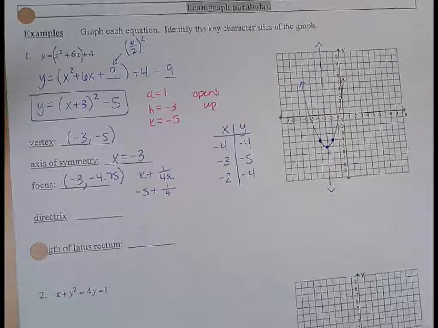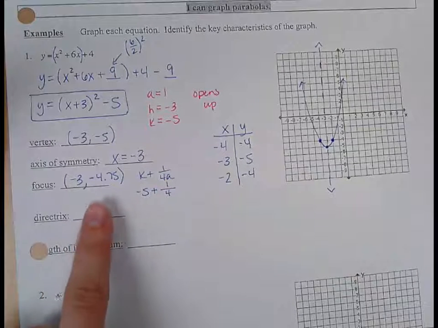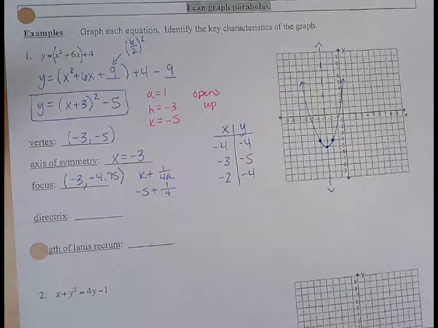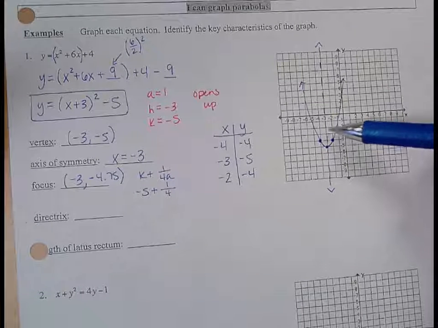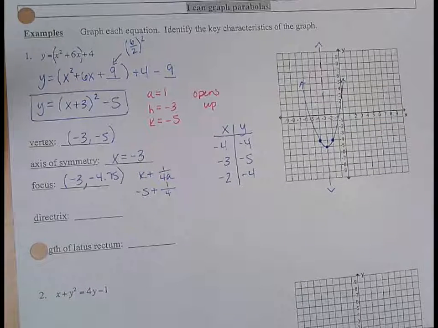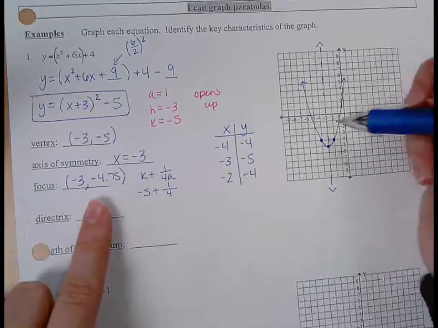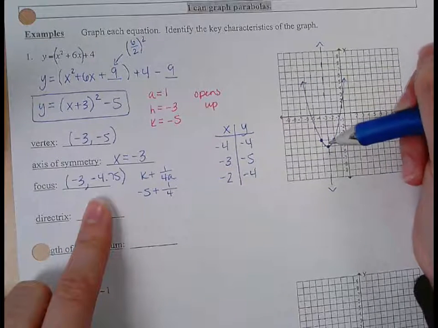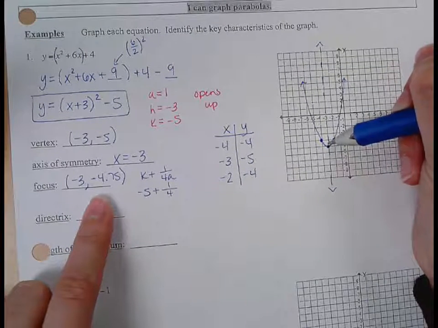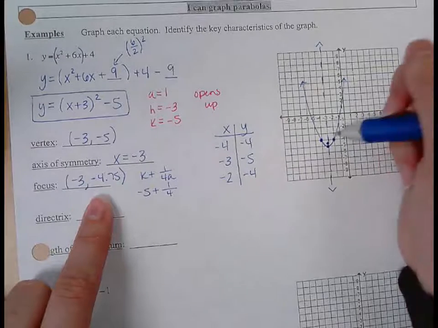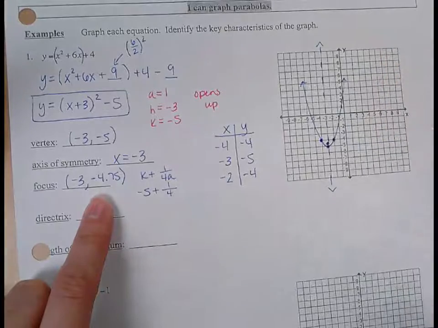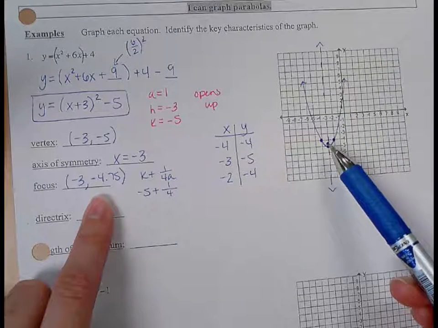So then I can plot that point. And again, you should make sure the focus is inside of the parabola. Look on your graphic organizers to see in relation to the parabola where it should be. If your focus is ending up somewhere else, then it's incorrect. So if I graph -3 and -4.75, it's very, very close to my vertex. Much closer than what you see on your graphic organizer, but it is inside of the parabola. So that's the focus there.